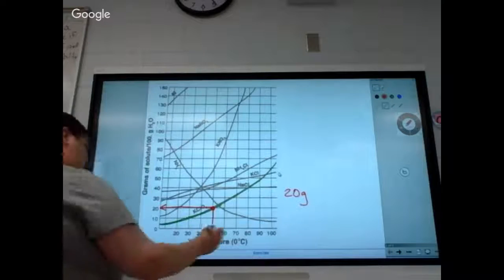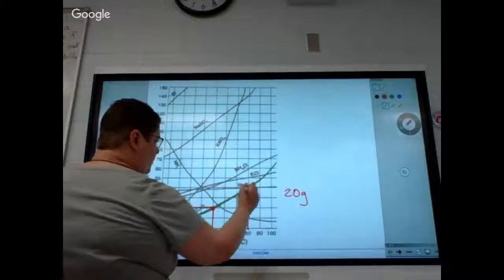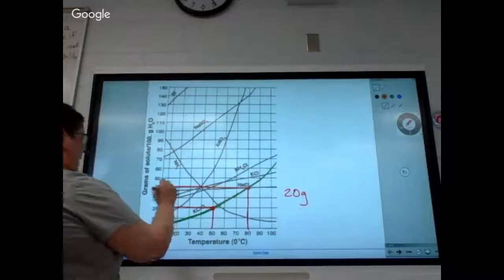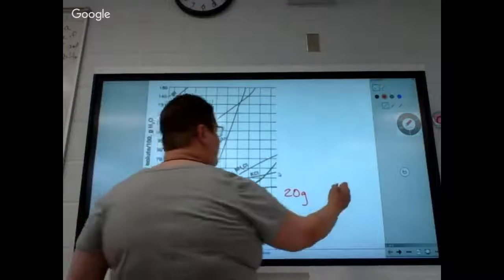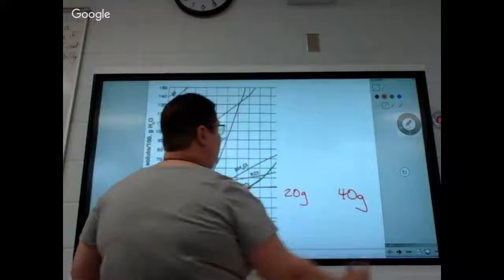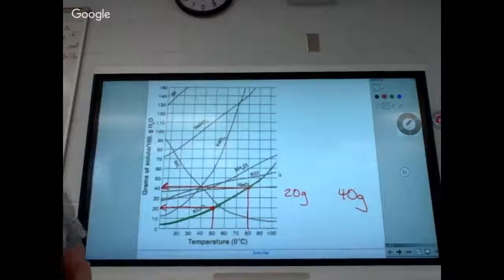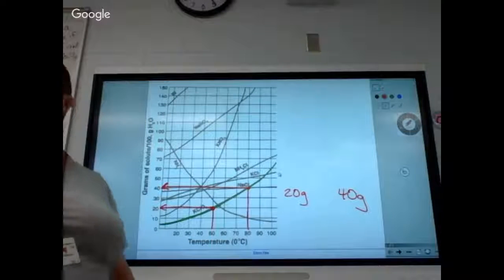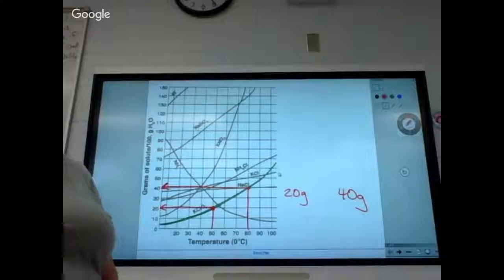And at 80, what do you find for that temperature? So you've got 2 solubilities, and it's asking how much would precipitate. Even if you don't know the answer, what do you think you would do with those numbers? Subtract is what you do. 40 minus 20 is 20.